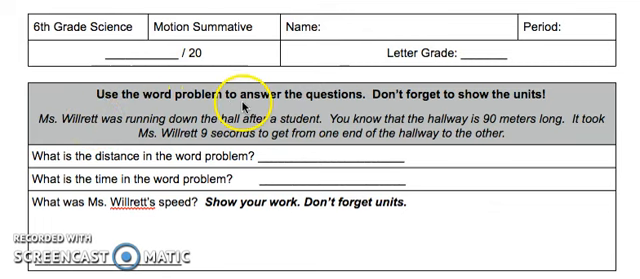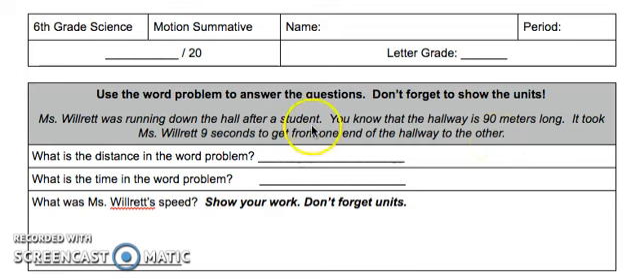It says use the word problem right here to answer the questions. Don't forget to show your units. That is part of your points. It says, Miss Wilrit was running down the hall after a student. You know that the hallway is 90 meters long. It took Miss Wilrit 9 seconds to get from one end of the hallway to the other.